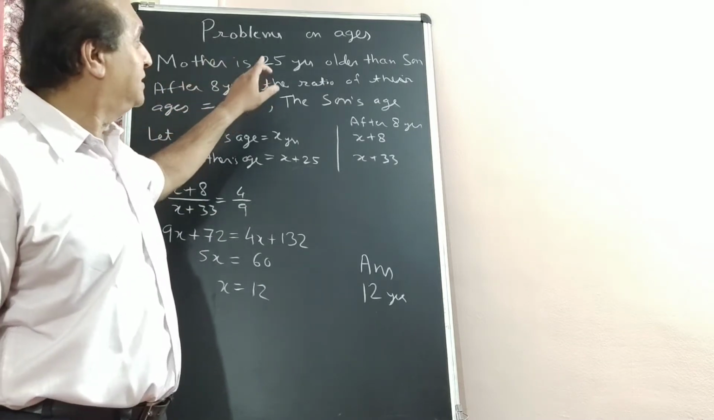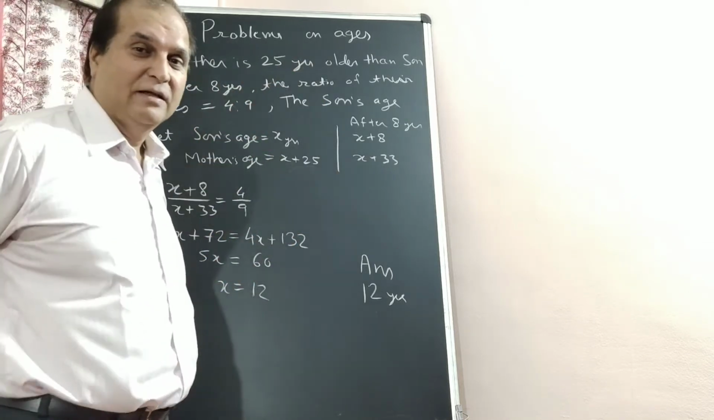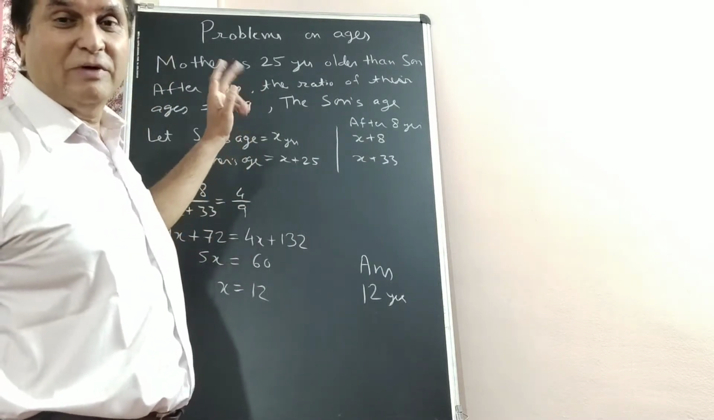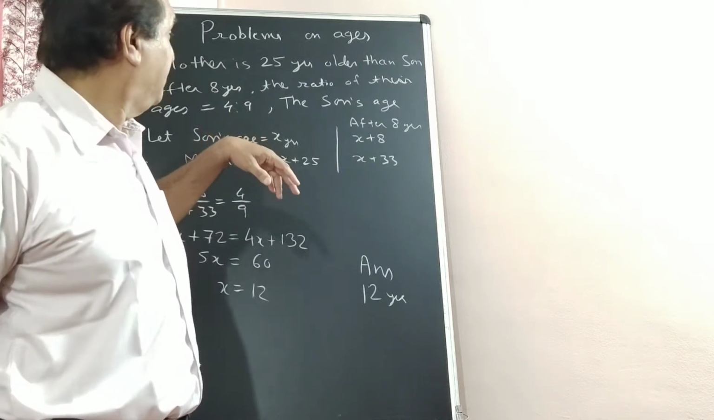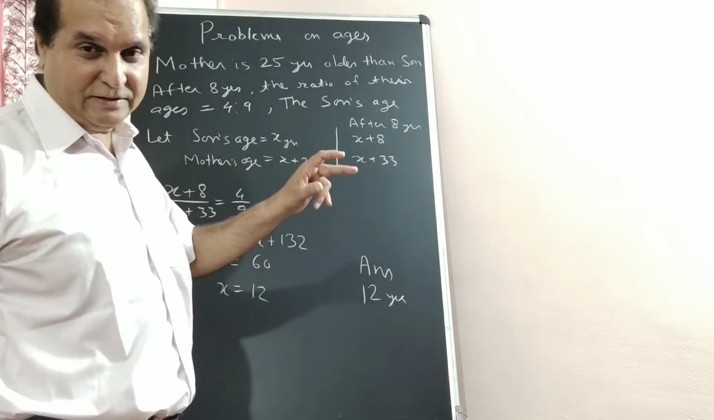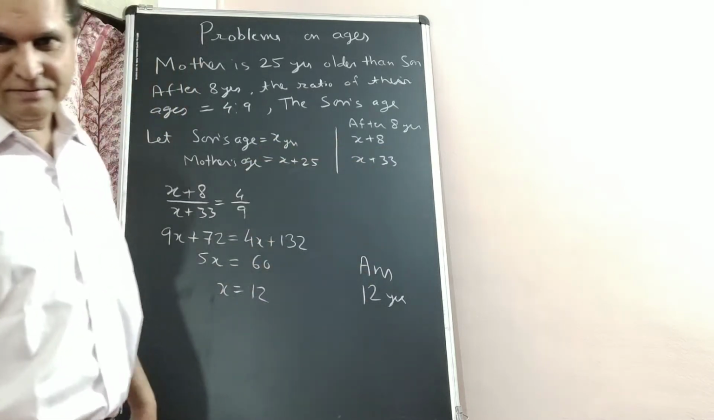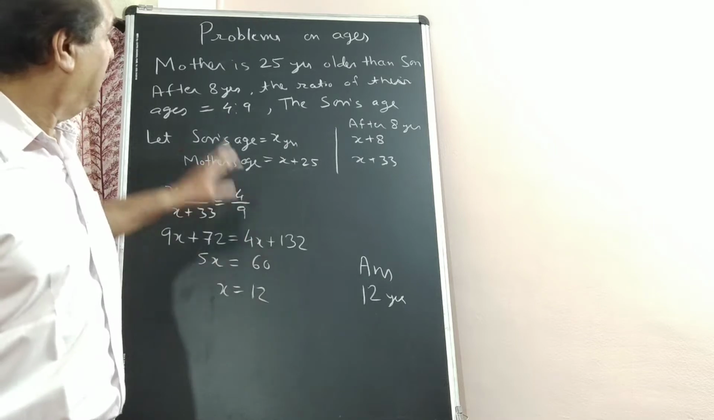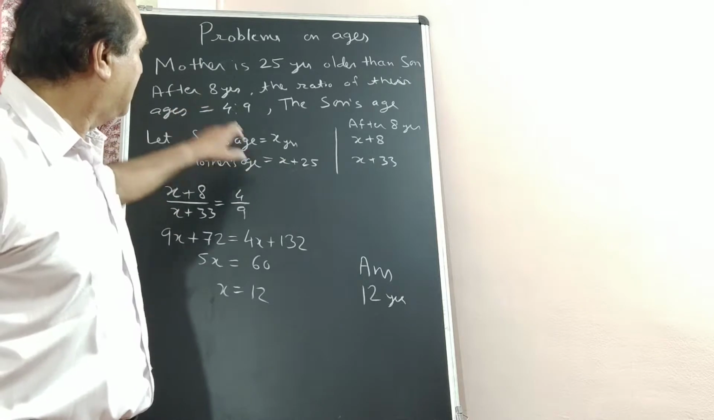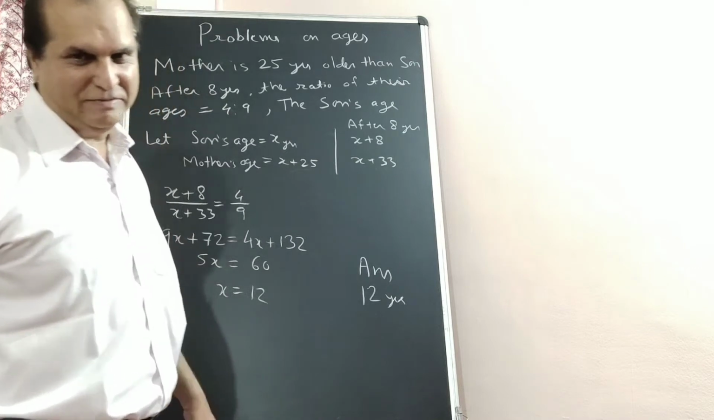Mother is 25 years older than son. So if son is x years, mother becomes automatically x plus 25. After 8 years, son's present age is x, so after 8 years the son will become x plus 8. Mother's present age is x plus 25, so after 8 years she will become x plus 25 plus 8, that is x plus 33.